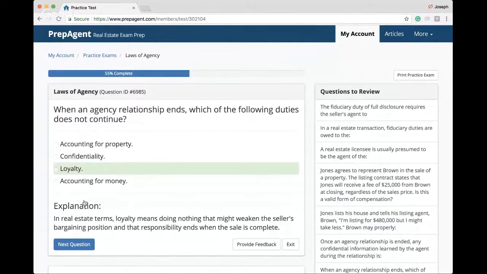Loyalty you can only have with a specific person, and it does not continue because you have other clients. And your former client may be in the transaction with your new client, and you can only have loyalty to one person. But you still owe that former client confidentiality. You got to be able to tell them where the money is, and you got to be able to account for things that happen with the property during your time working for them. But loyalty only goes with the person you're working with at that time. Now, it does not mean you're not honest with them. Still, you owe everybody honesty and good faith.